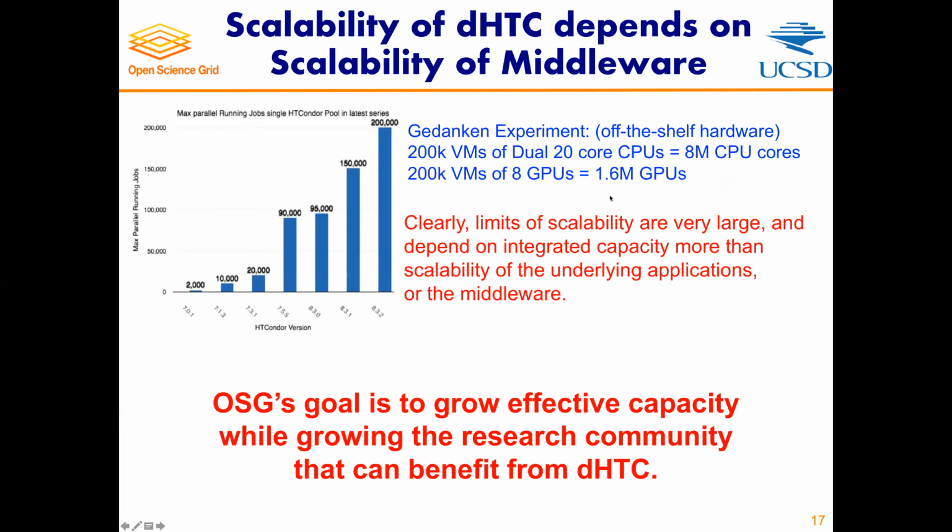Now, what does it mean? This means you could run 200,000 virtual machines in a single batch system. If you then ask yourself, what's a virtual machine today? The ones that I'm buying off the shelf are dual 20-core systems. 200,000 of those would be 8 million CPU cores. Of course, we don't have that kind of scale, but that's in theory what you could do.